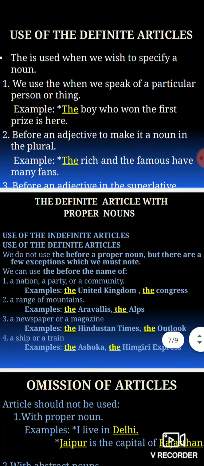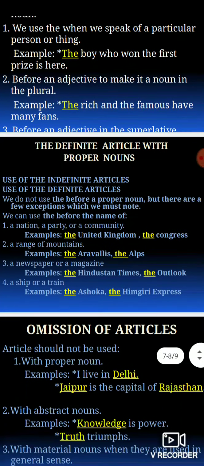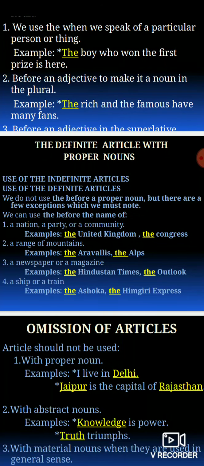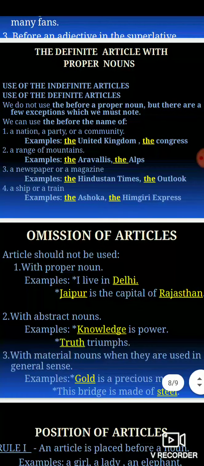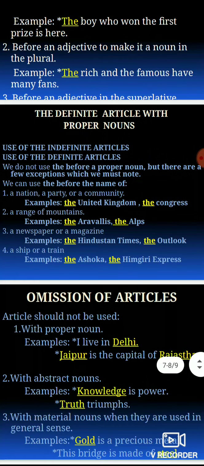Before an adjective to make it a noun in the plural. For example, the rich and the famous have many fans. Before an adjective in the superlative. Now the definite article with proper nouns. So that was the use of the definite articles and the use of the indefinite articles.